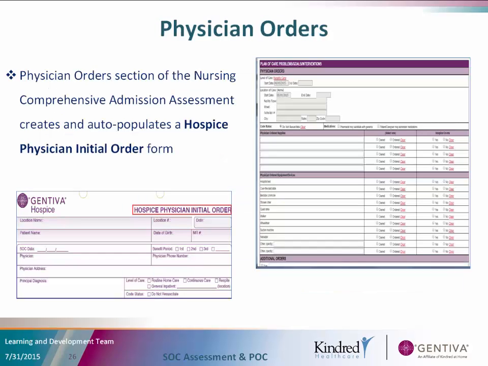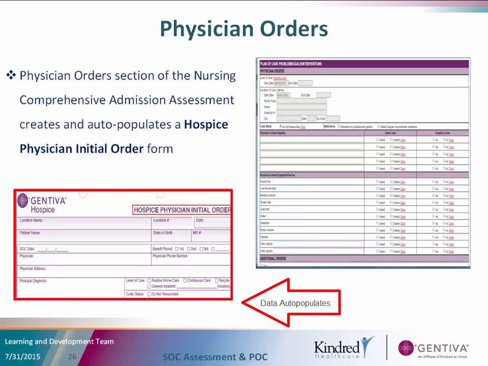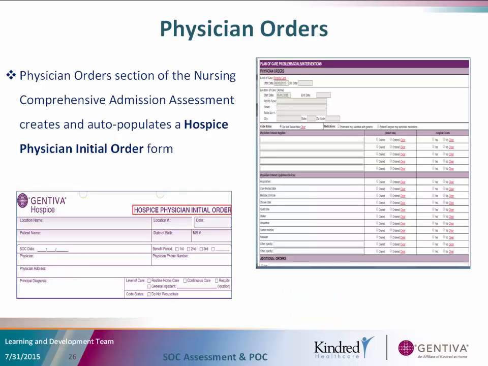The admitting RN will document the verbal order information when they discuss their assessment of the patient with the hospice physician. The system auto-creates the form shown on the left, known as the Hospice Physician Initial Order Form, with this information. This order form is sent to the Hospice Medical Director for signature.